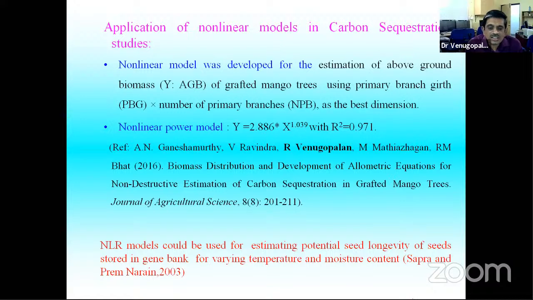Also, this nonlinear regression model can be classically useful for estimation of the potential longevity of seeds stored in a gene bank under varying temperature and moisture content. So if a breeder is given the results, this is the longevity of seed which you can make use of for your hybridization program. For that many years that longevity is going to be there, then he will be in a position to make use of it, and the variety he is going to develop will have high heritability, and also the hybrid vigor will be very high over generations. So there is a classical paper by Sapra and Prem Narayan.